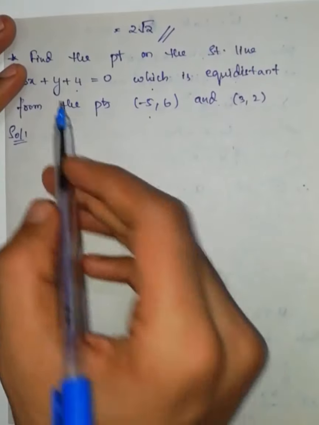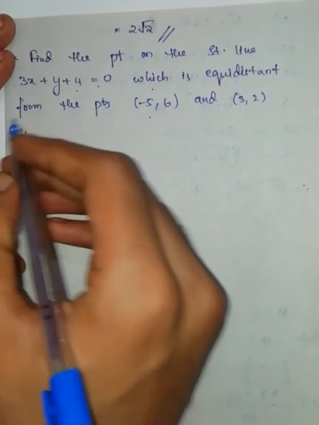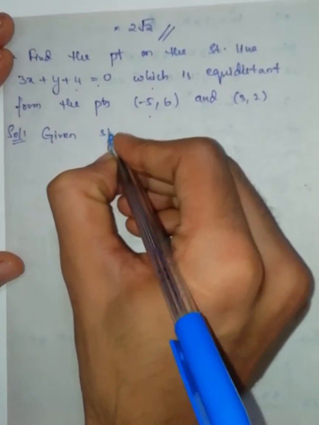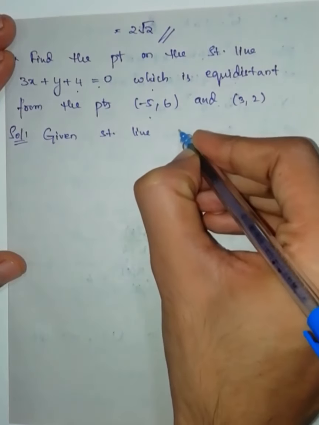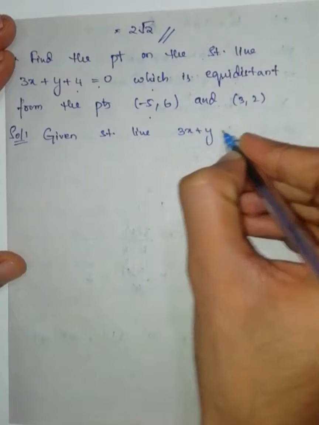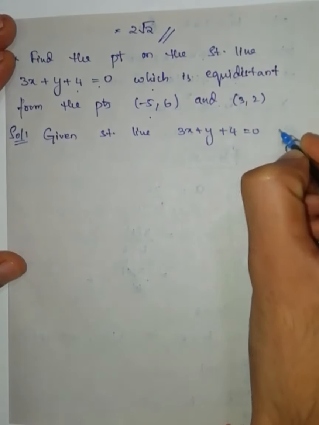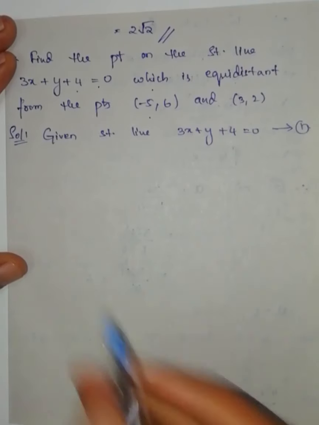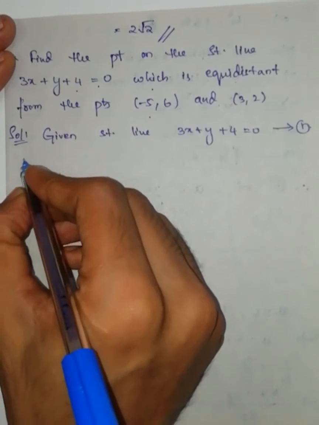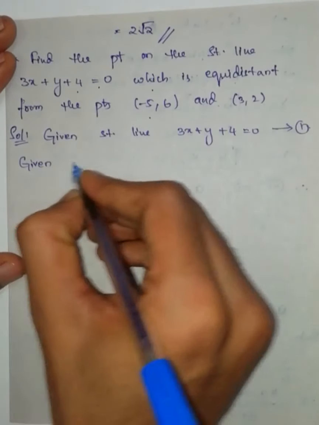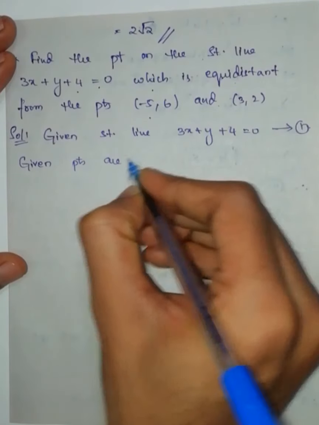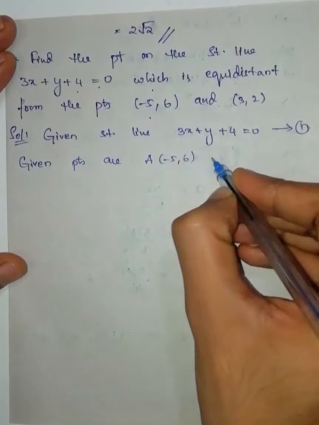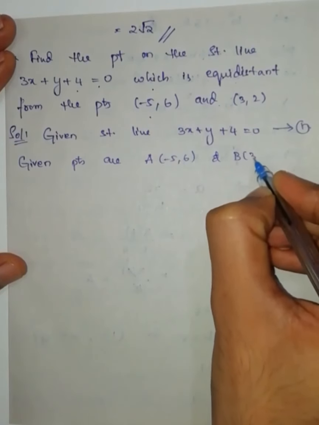So first, what is the given straight line? Given straight line is 3x plus y plus 4 is equal to 0. Equation number 1. Now given points are A minus 5 comma 6 and B 3 comma 2.